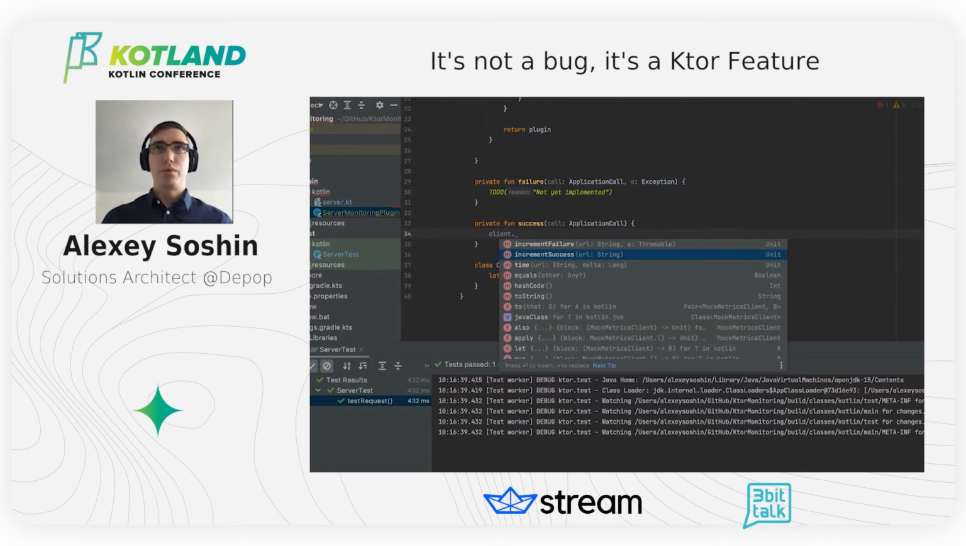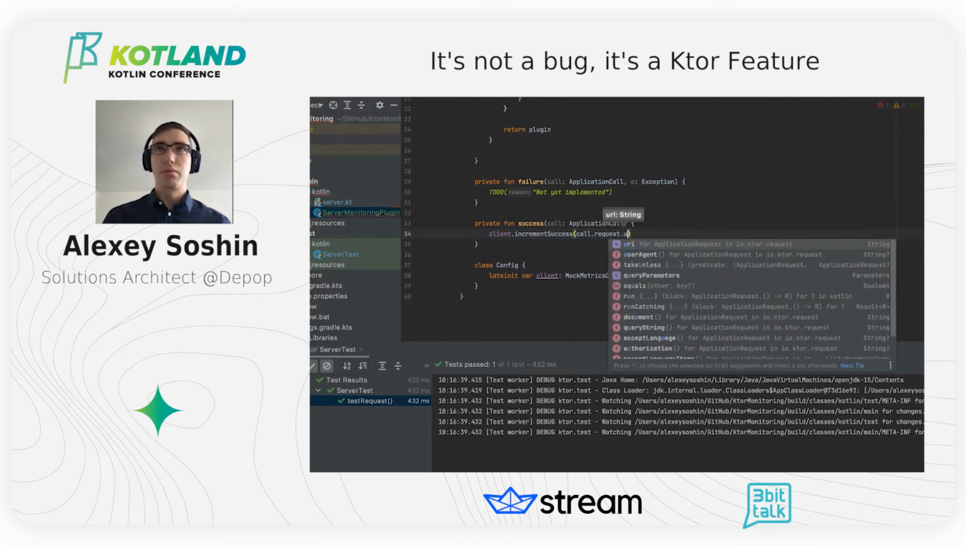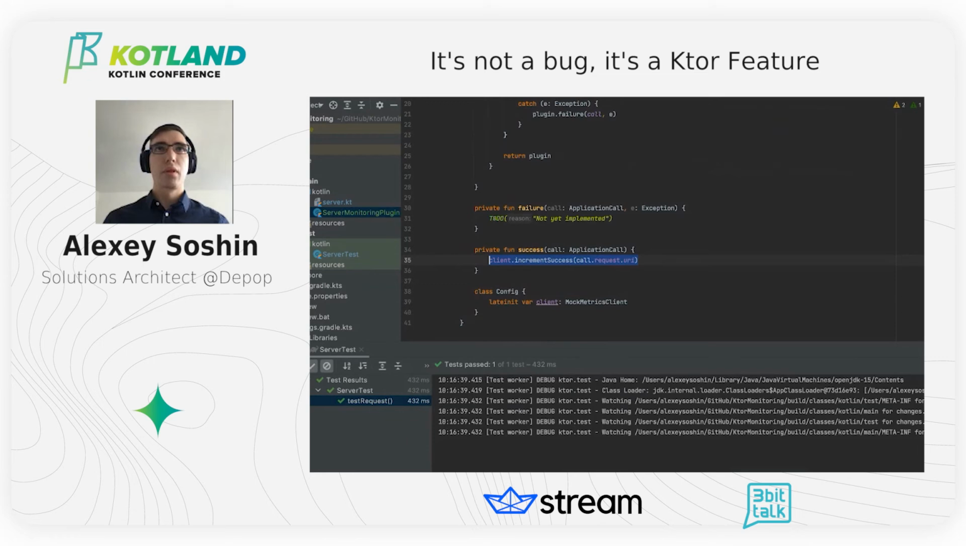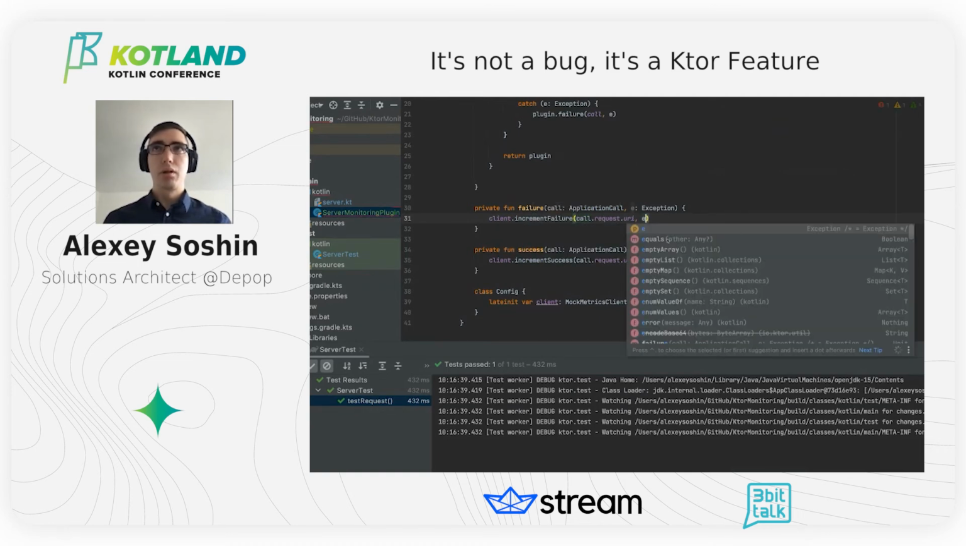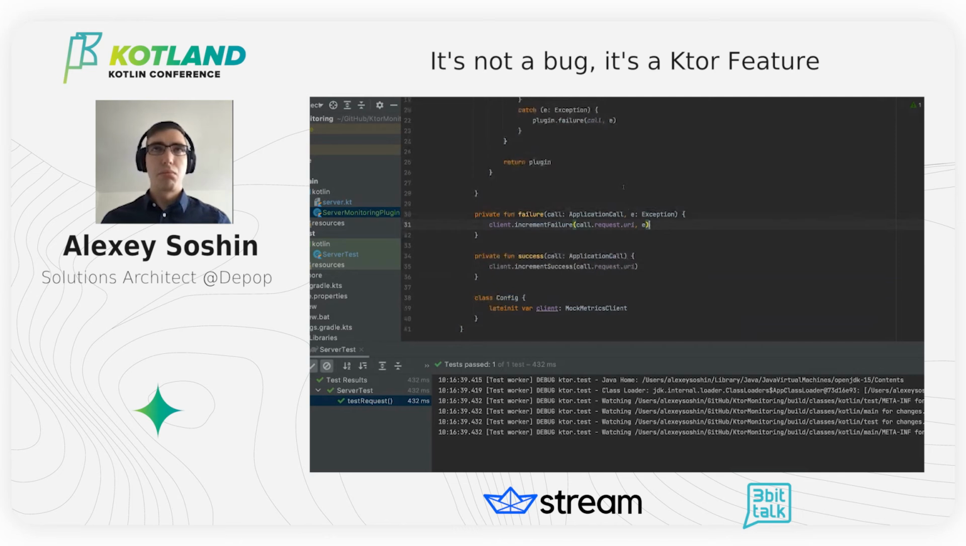So in the success, we want to increment success, and we want to do that with call request URI. And for the failure, we want to do the same, but with the increment failure, and we will also pass the exception. So that's it. Let's see that it works.